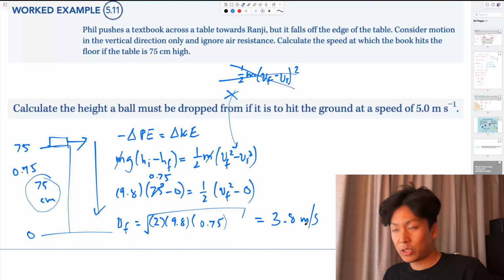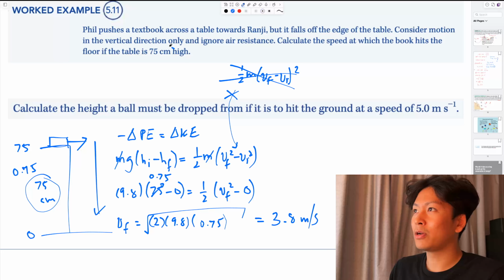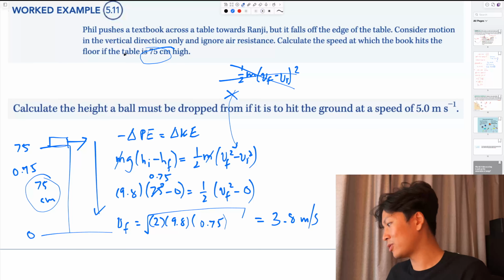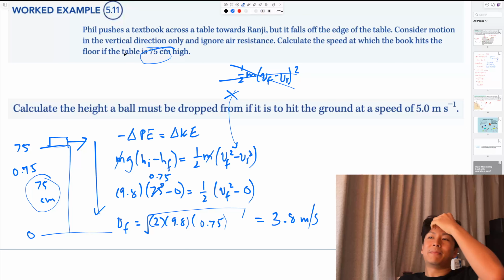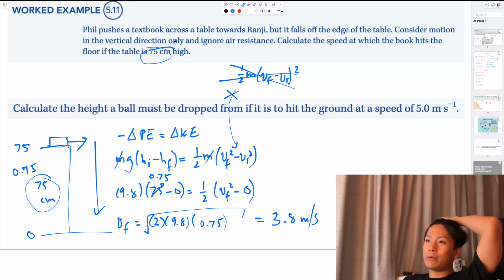And so that's how you would do it. Make sure you don't make the same mistakes I did. Make sure you convert everything to its SI unit to solve the problem. But that's mechanical energy, and we will be using this to solve a bunch of other problems.